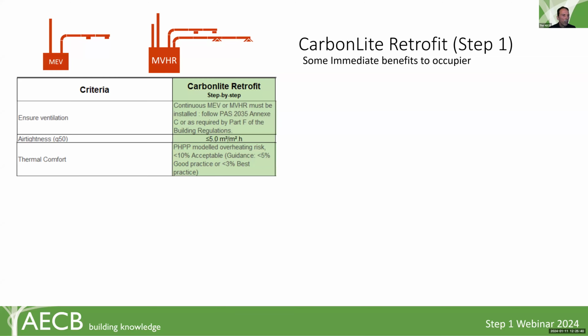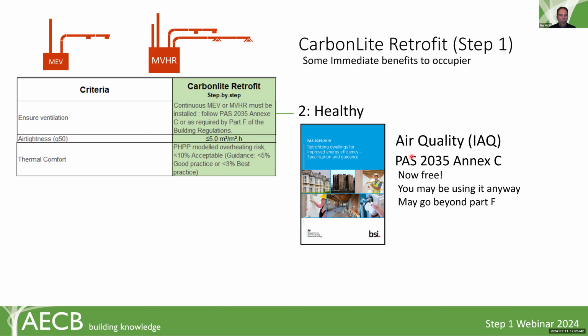Next thing is we have some criteria for the building being healthy. And the first one there is MEV or MVHR. And for the design of that ventilation system, you could either use Part F or you could use PAS 2035, which is now free, by the way. And that may go a little bit beyond Part F.